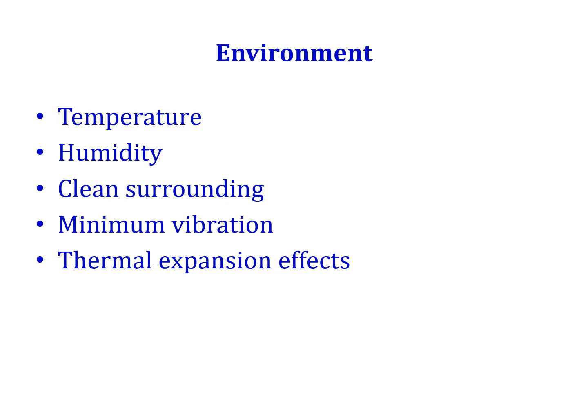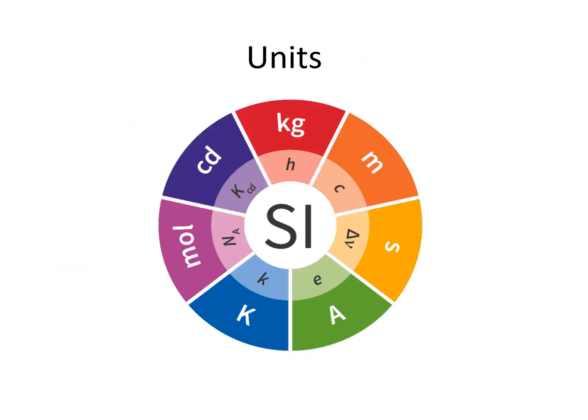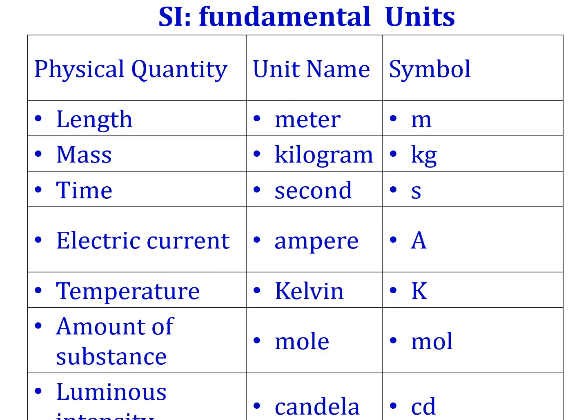So we have to measure the workpiece at standard temperature and pressure. Across the globe, the standard temperature is 20 degrees Celsius and the standard pressure is 760 millimeter of mercury. The standard units are length, mass, time, electric current. Length is measured by means of meter, mass by kilogram, time by second, electric current by ampere, temperature by Kelvin, amount of substance by mole, and luminous intensity by candela.